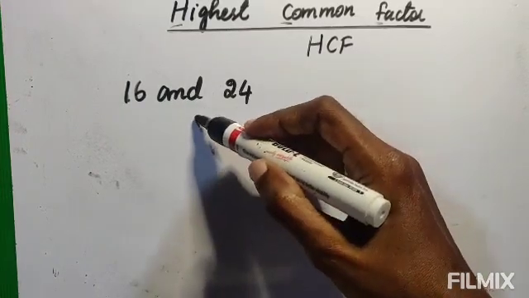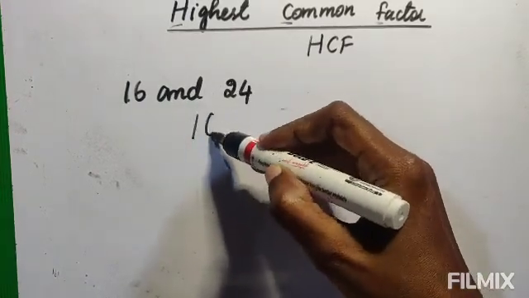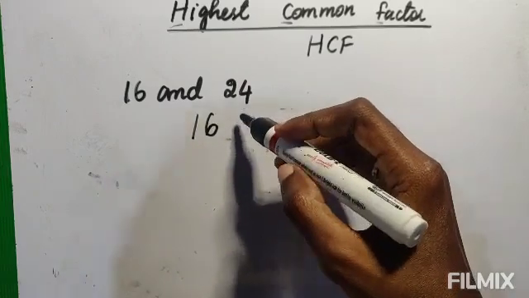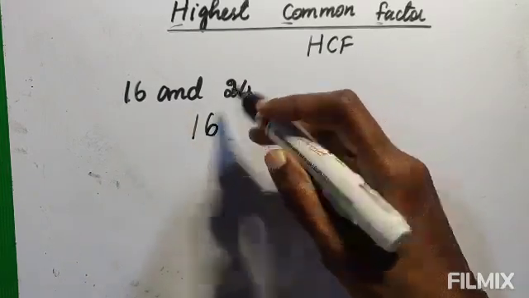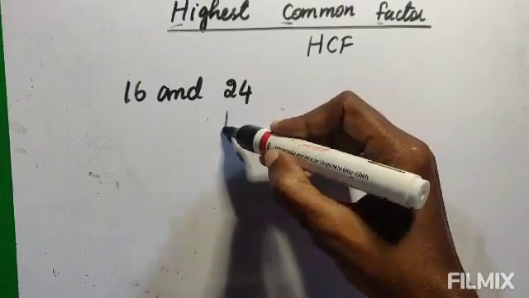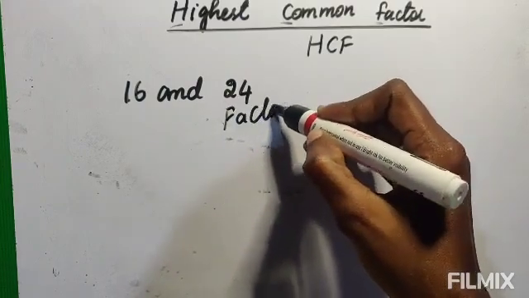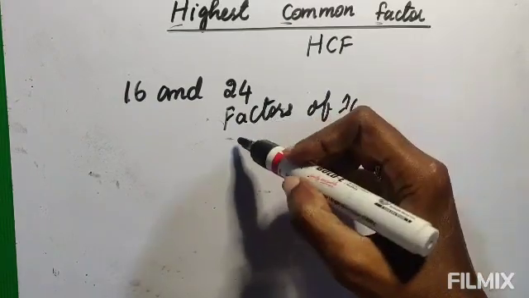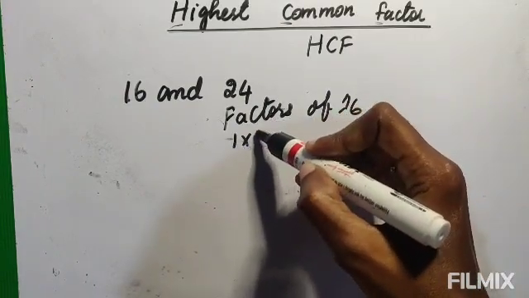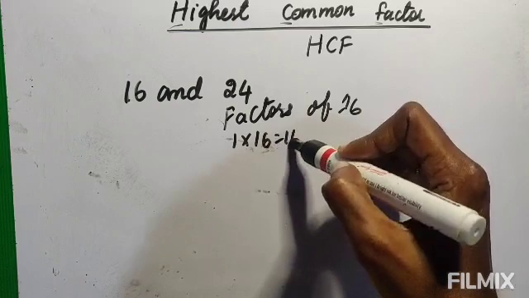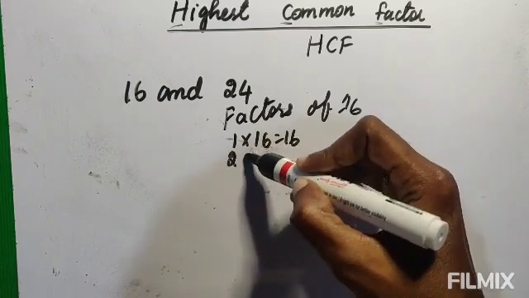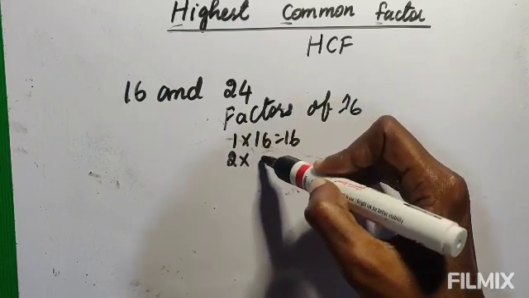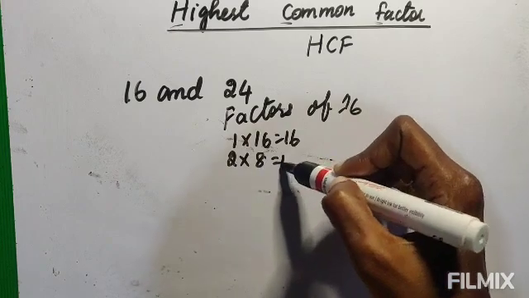So first we have to write the factors. Take 16 and 24. For 16, I am writing the factors. Factors of 16. So 16 ones are 16. Again it is an even number, so surely 2 can divide. So 2 8s are 16.